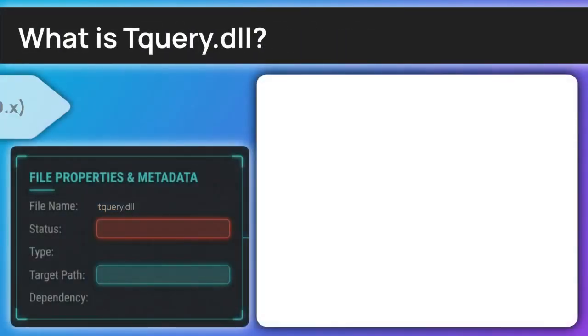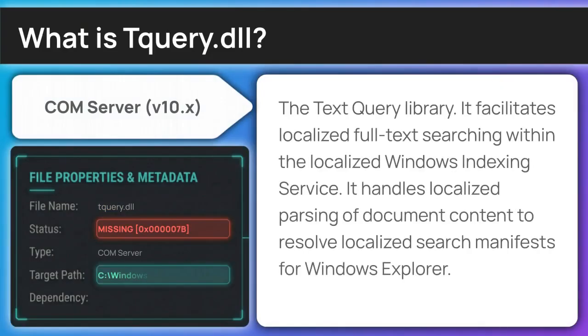This is the Tquery Library, the text query library. It facilitates localized full-text searching within the localized Windows indexing service. It handles localized parsing of document content to resolve localized search manifests for Windows Explorer.